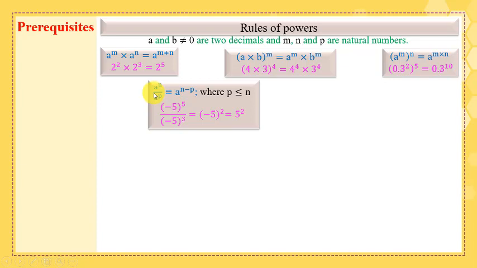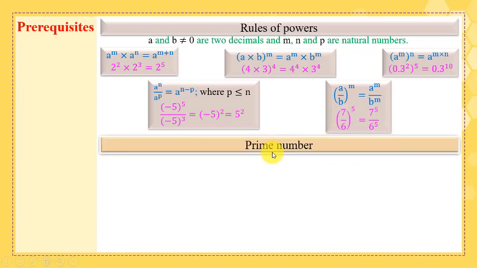Division of same base having same exponent, we subtract the exponents. a^n over a^p equal to a^(n minus p). (-5)^5 over (-5)^3 equal to (-5)^2, which is equal to 5 squared. (a over b)^m equal to a^m over b^m. (7 over 6)^5 equal to 7^5 over 6^5. We distribute the exponent over 7 and 6.